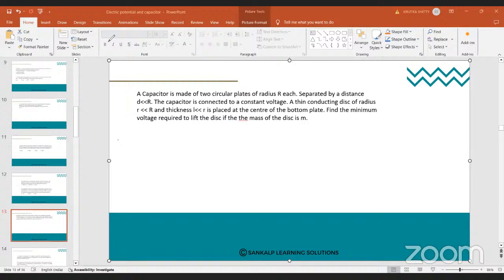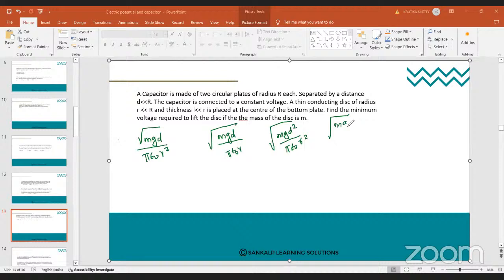Okay, take the options. Here the first option is root of mgd divided by pi epsilon naught into r square. And then next, under root of mgd divided by pi epsilon naught into r. The third one, root of mgd square divided by pi epsilon naught into r square. And option D is under root of mgd divided by pi epsilon naught into r square.